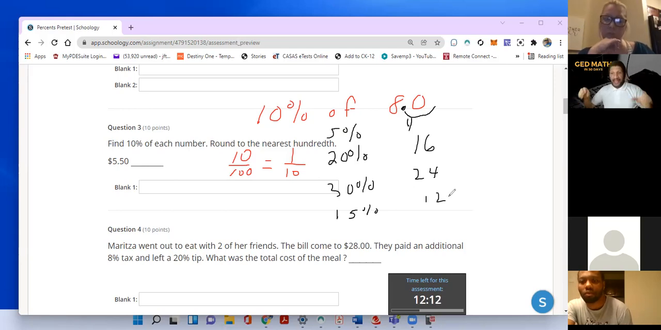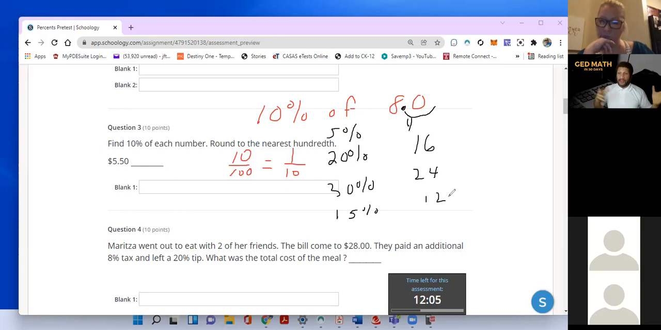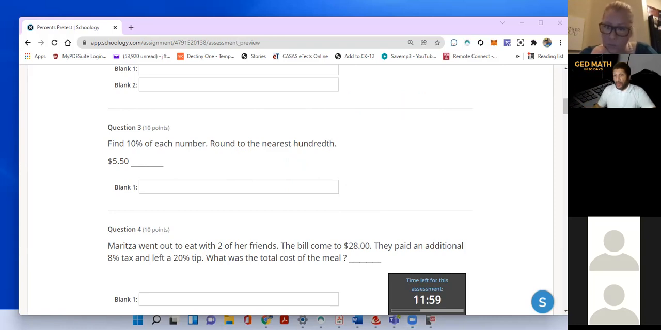Most of the time on the GED, they ask you either about tips or taxes or some type of discount. It's pretty straightforward with the percent problems. Okay, so you should be able to do those problems fairly quickly.